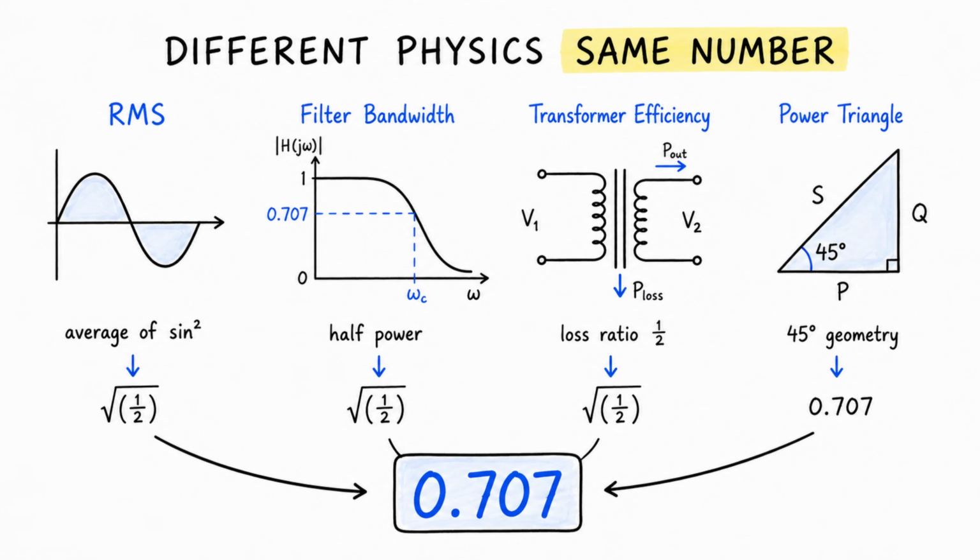4 completely different physical situations. 4 completely different mathematical mechanisms. The same number every time. And in every case the mechanism is some variation of the same deep mathematical truth.